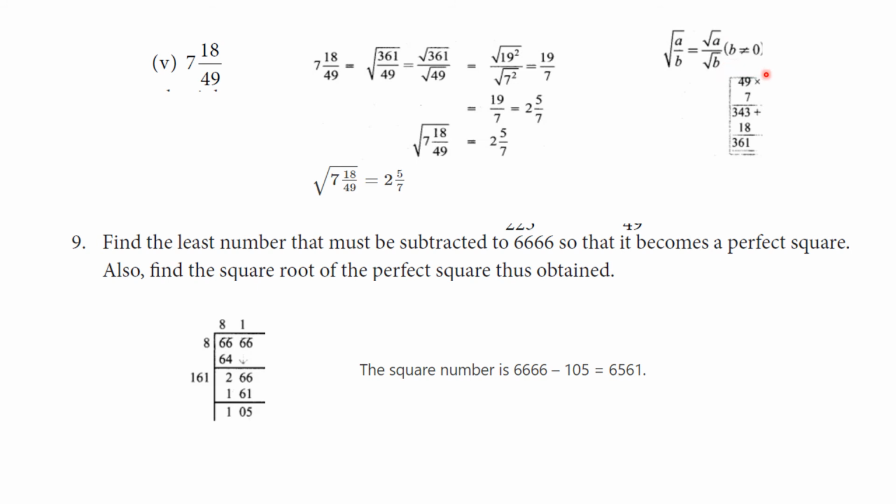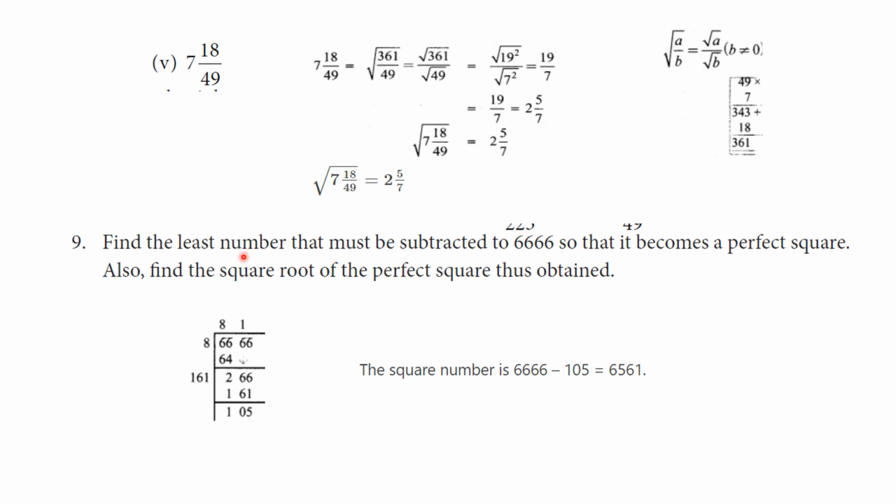Therefore, square root of 361 is what? 19. And square root of 49 is 7. Here also it is an improper fraction. Our sum is given as mixed, so we have to write the answer as a mixed fraction only. So 19 by 7, you divide: 2 7s are 14, remaining 5. So 5 by 7. So the answer is 2 5 by 7.